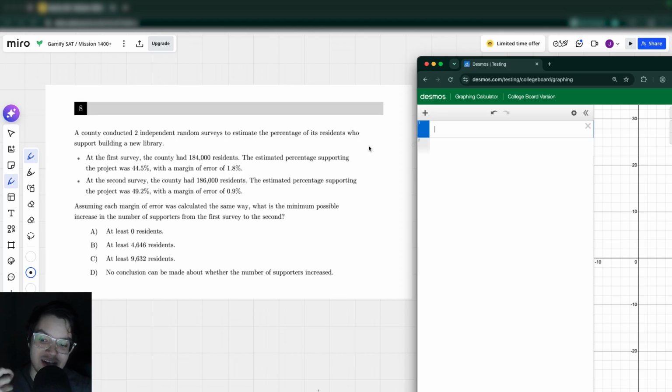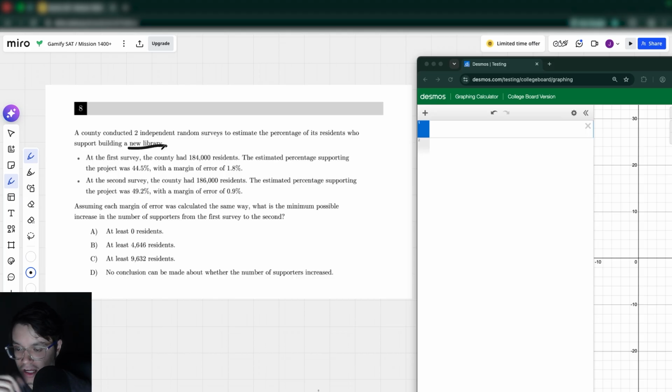Let's try this one now. This is definitely the hardest one of this set. So we're saying here that we have 2 independent random surveys to estimate the percentage of the residents who want a new library. The first survey, they had 184,000 residents, and there was a 44.5% supporting it with a margin of error of 1.8%. Second one, we had 186,000, with the supporting being 49.2% and the margin of error 0.9%. It says, assuming each margin of error is calculated in the same way, what is the minimum possible increase in the number of supporters from the first survey to the second?